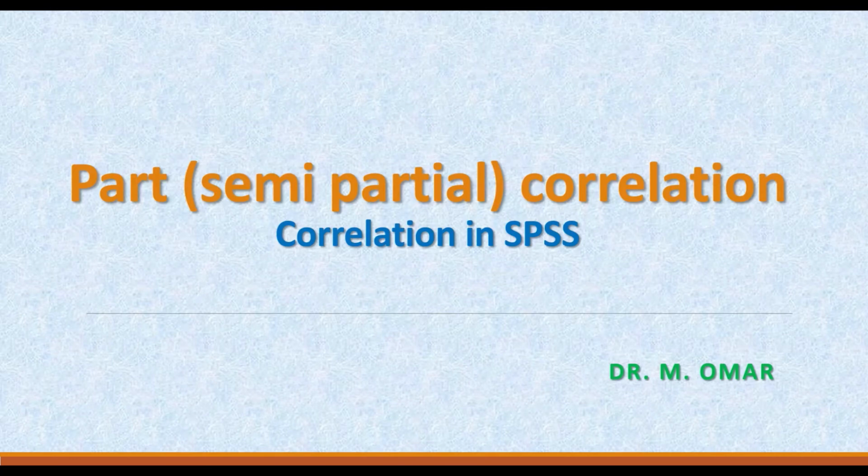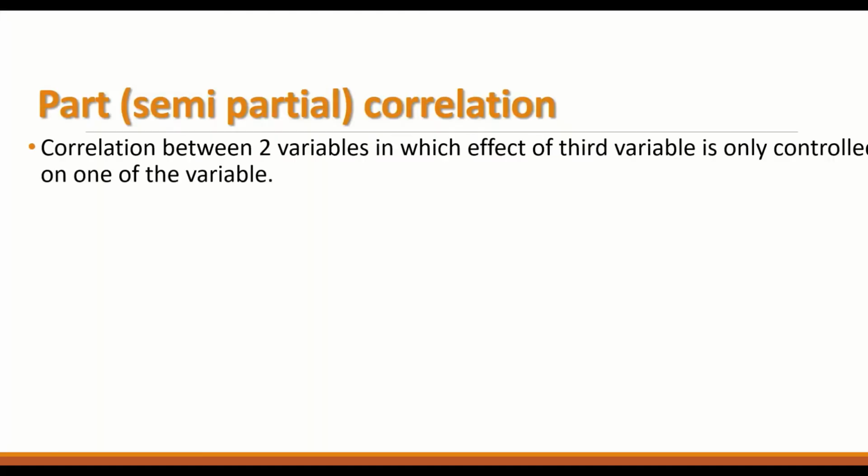Part correlation or semi-partial correlation. Either it's called part correlation or semi-partial correlation. This type of correlation is different from partial correlation. I have already made a video clip describing partial correlation. In this one, I'm going to describe the semi-partial correlation or part correlation.